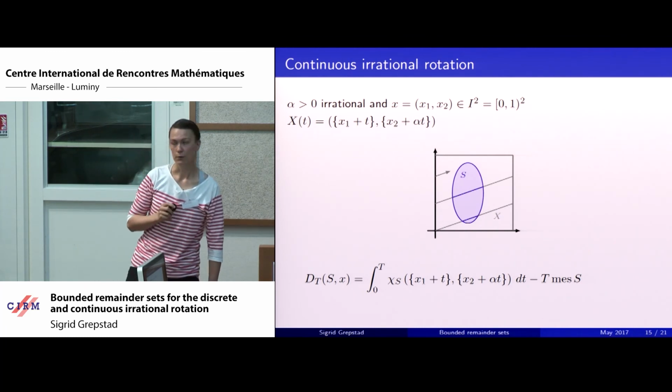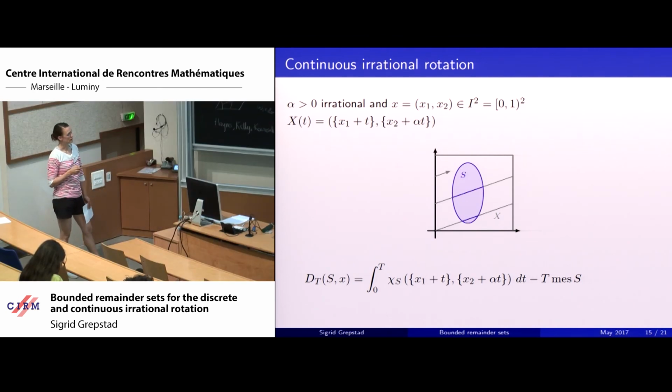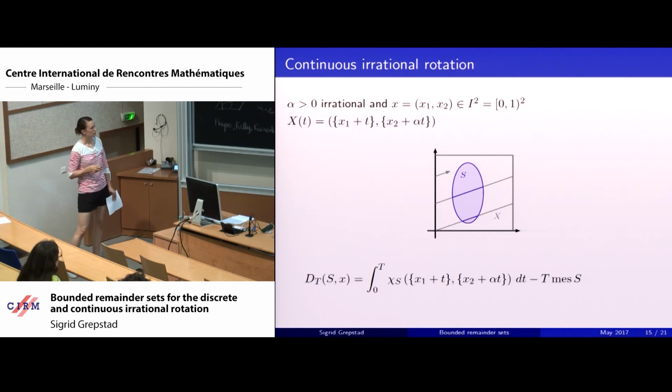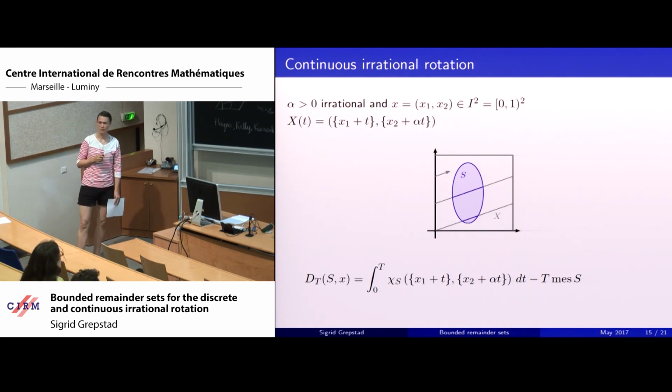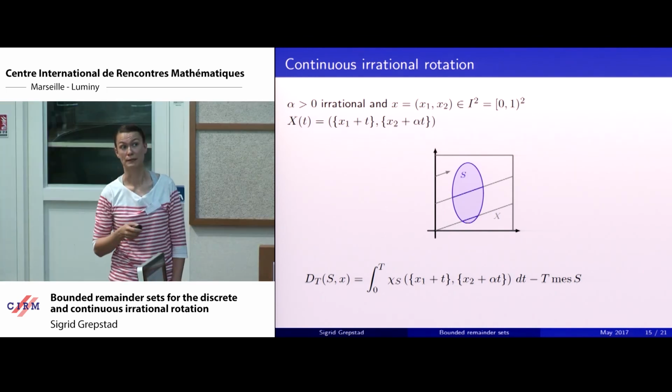And then again, we can look at the discrepancy between the time that x is spending inside of S, which is this quantity, and the time we are expecting it to spend inside of S, which is t times the measure of S, and ask how big is this discrepancy, and are there any special sets for which it would be particularly small.